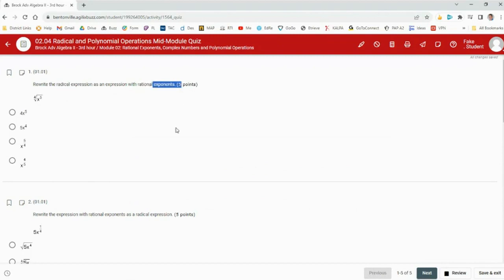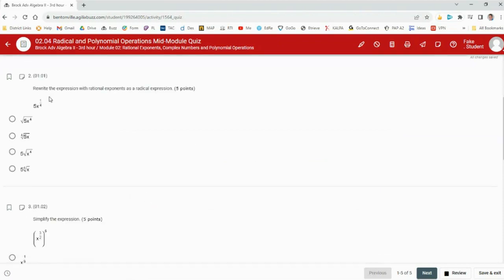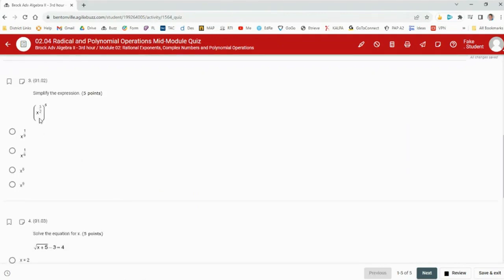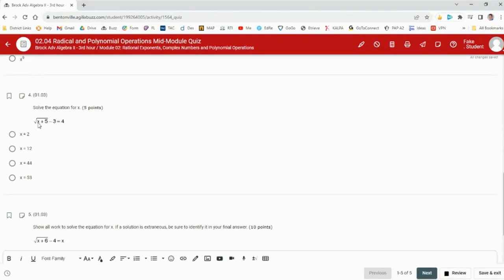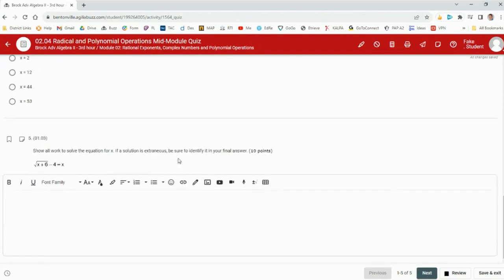That's from our lessons last week. Rewrite this one that has an exponent as a radical. So you have to rewrite that as a radical. Simplify this expression. That's the powers we talked about last week. A power to a power. What's the simplified expression? Here's one from this week. Solve this equation for X. And then number 5 on the quiz, show all work to solve this for X. And then if it's extraneous, you need to show that it's extraneous.